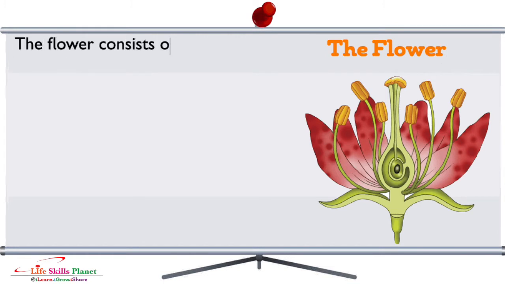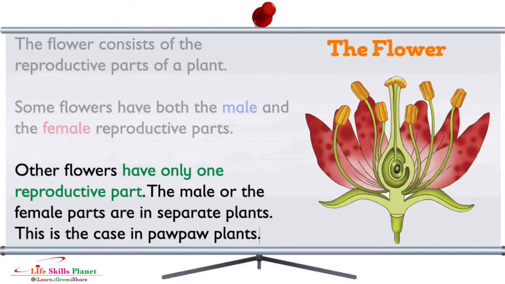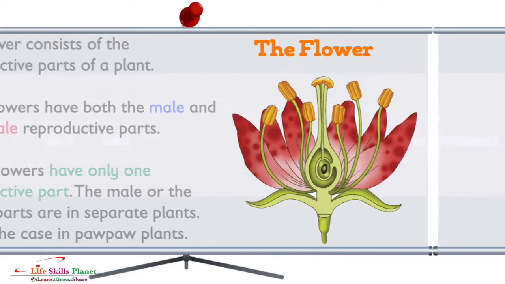The flower consists of the reproductive parts of a plant. Some flowers have both the male and the female reproductive parts. Other flowers have only one reproductive part. The male or the female parts are in separate plants. This is the case in pawpaw plants.